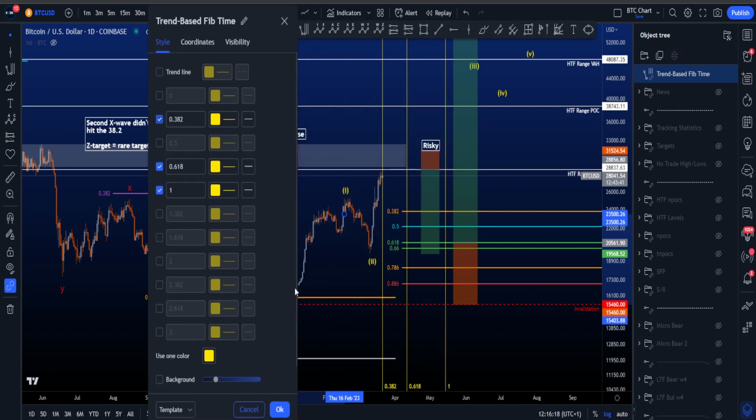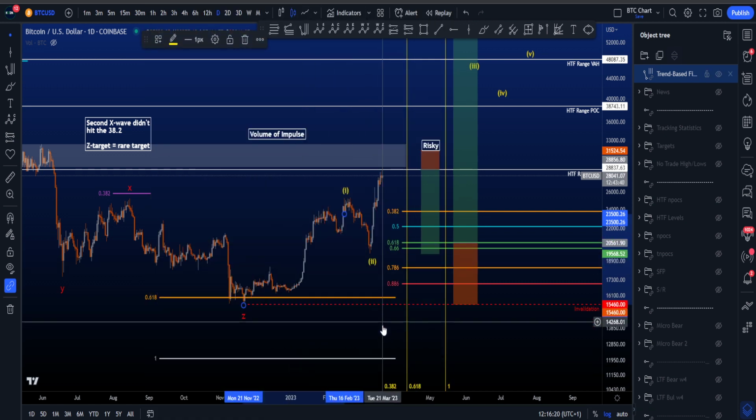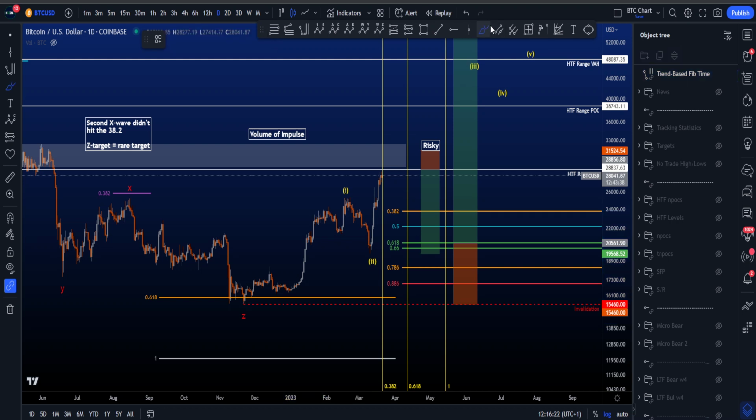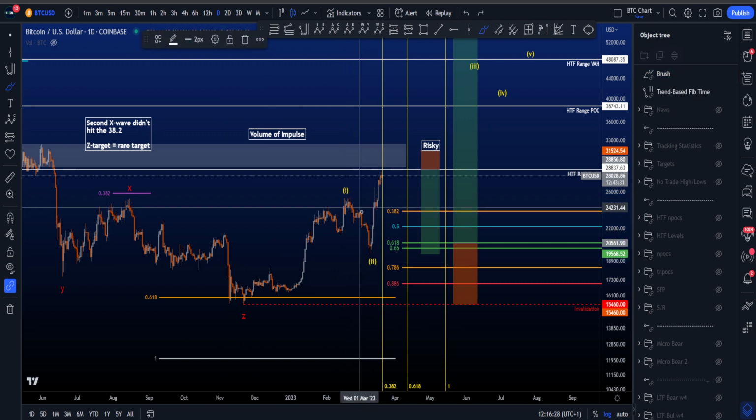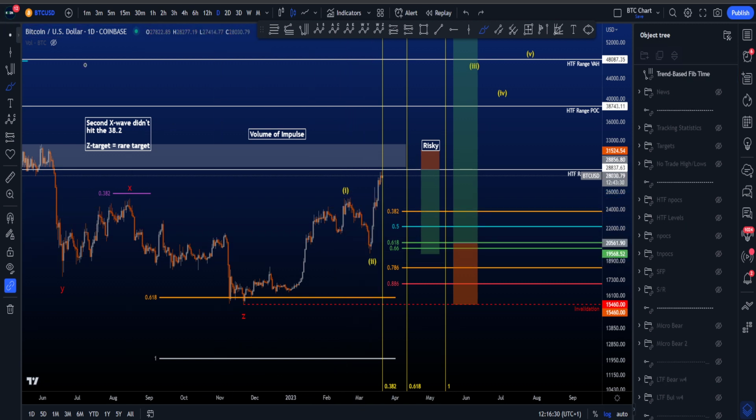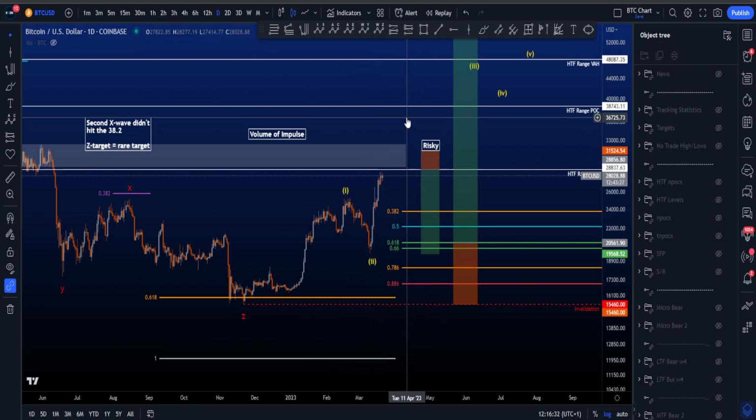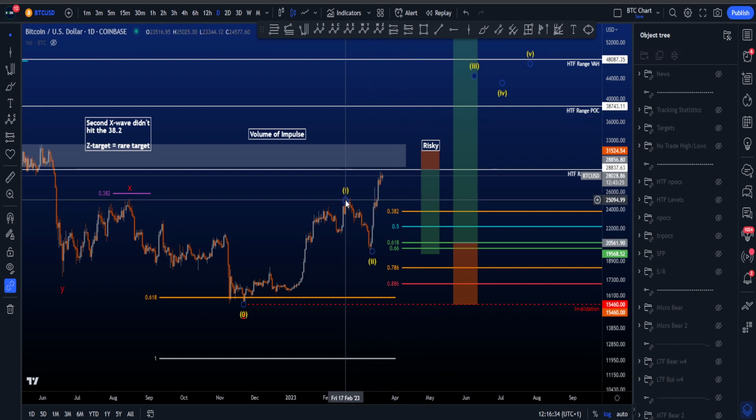So if I show you, over here you can see the yellow line, the 0.382 is 38% in time of this wave 1, and basically wave 2 was even shorter. It's probably around a 0.23% if I'm not mistaken from my memory, which is unusually short.